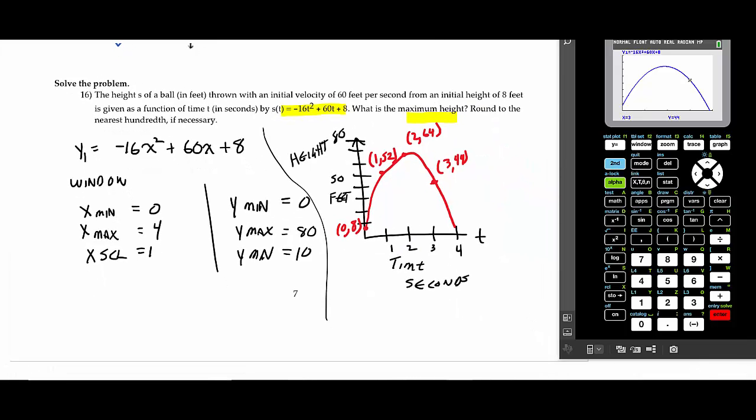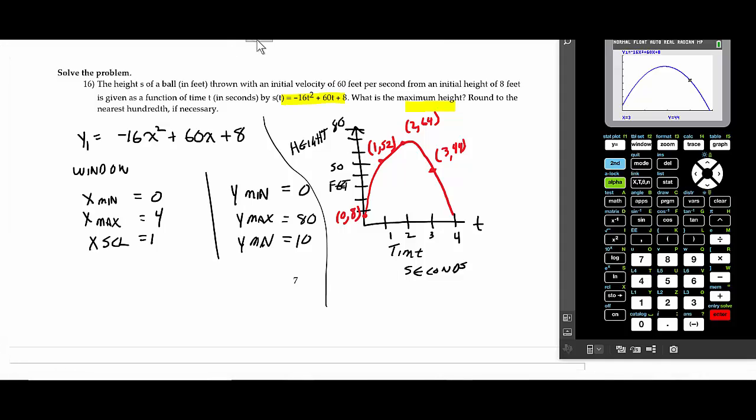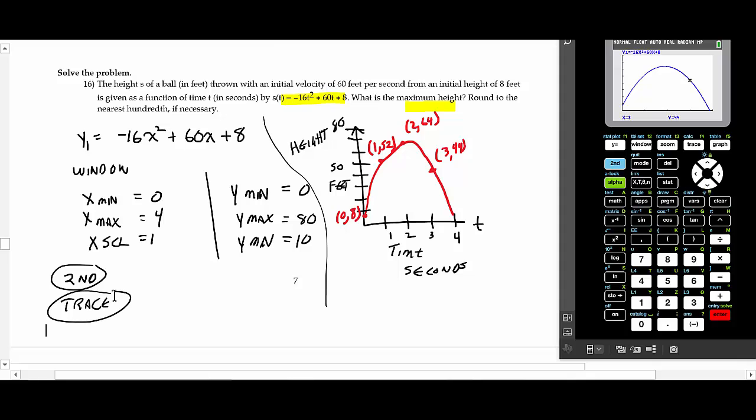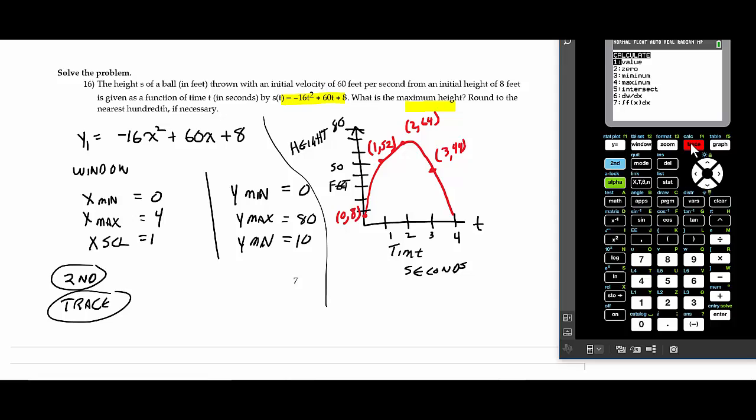If you have never done this before, I would recommend that you write down the keystrokes, because when you find the maximum, you don't estimate it. You get it exactly. So if you need to write this down, the keystrokes are second, trace, and that opens up a menu for you. You'll notice that you have option 4, because we're trying to find a maximum. So you choose option 4, max, and then press enter. You can also just press 4 and it'll take you there automatically.